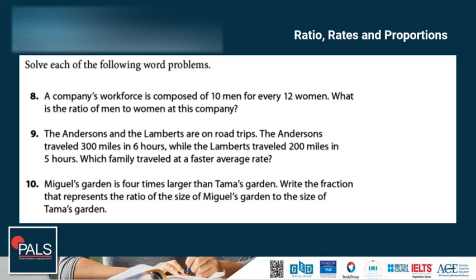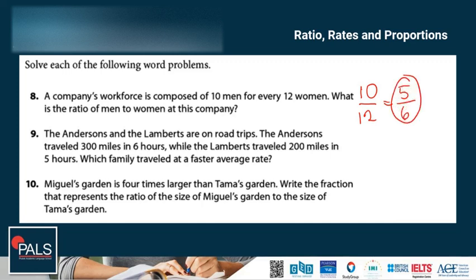A company's workforce is composed of 10 men for every 12 women. What is the ratio of men to women at this company? So the ratio is 10 to 12. And then simplify. We have 5 to 6.